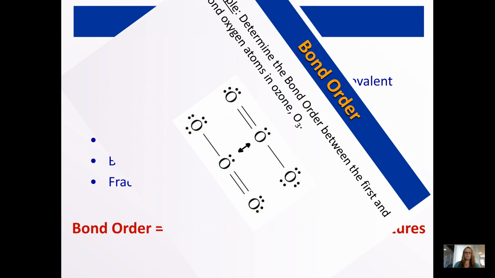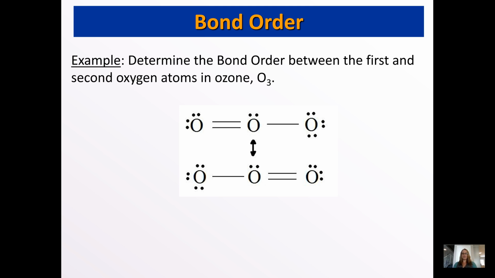So let's do an example. Determine the bond order between the first and second oxygen atoms in ozone. So we're going to be looking at this oxygen atom and this one. So let's go ahead and do that. This would be the two that we're looking at, and then these two right here. Same two atoms, two different resonance structures.